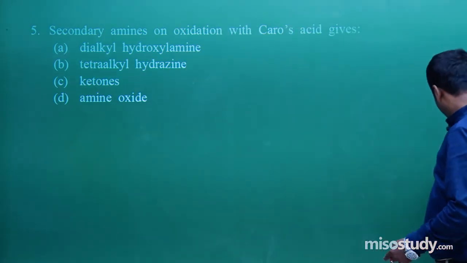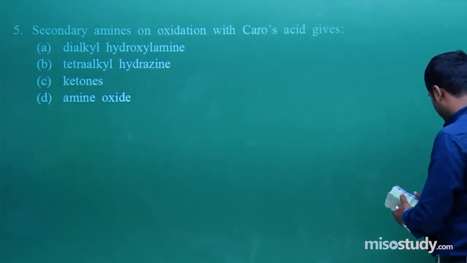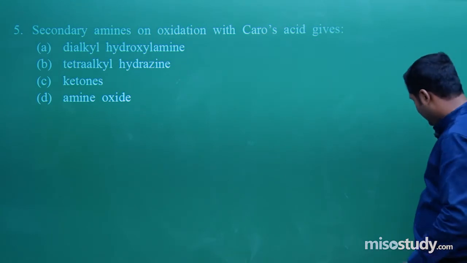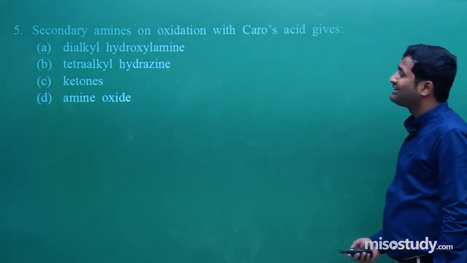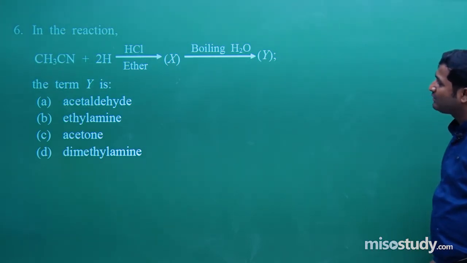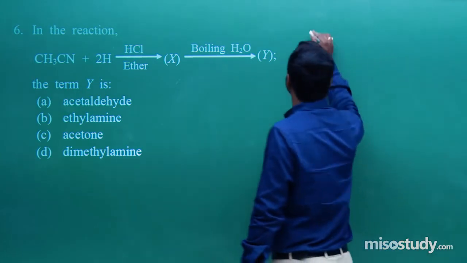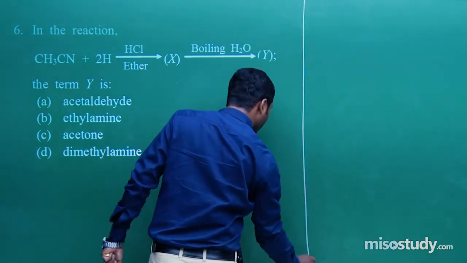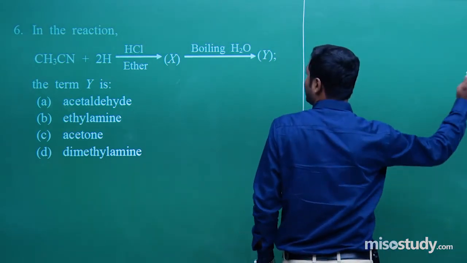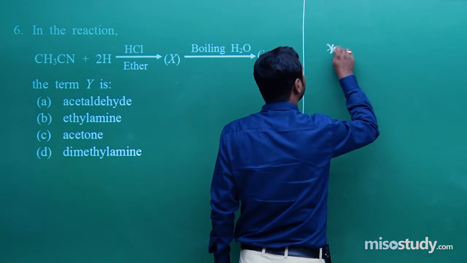Now let's move to the next segment of the question. What is the next question? That is question number 6. Check it out. What will happen here? Look at this, this is a simple question. Now tell me what will happen. The term Y is... Sir, I don't know. Me too, I don't know. What to do? Yes, sir, we know. So tell me, what do you know?